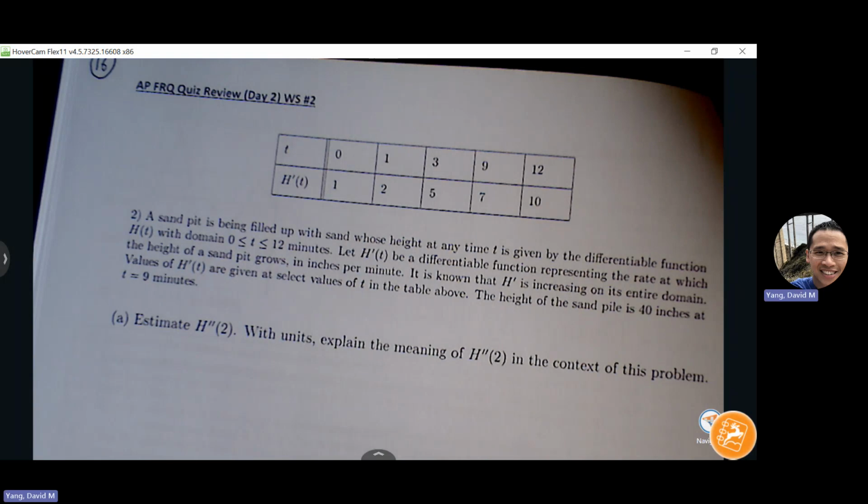So the intervals given in the table. So interval of 1, interval of 2, interval of 6, interval of 3. Oh, yeah.